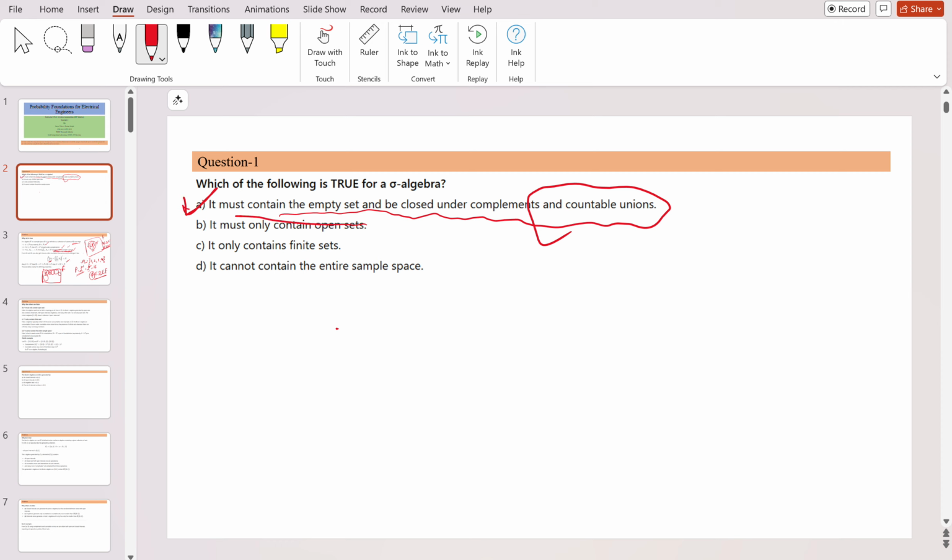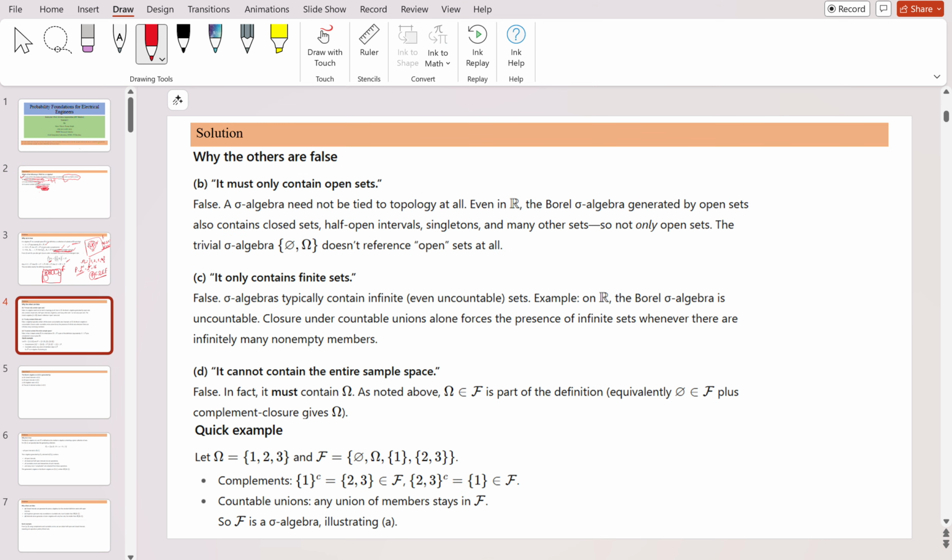It is not the case that it only contains open sets; it can contain closed sets as well, and it can contain infinite sets as well. It is false that it cannot contain the entire sample space; it does contain the overall sample space. So why is the first option correct and the other options wrong? The claim that it must contain only open sets fails because a sigma algebra need not be tied to a topology at all.